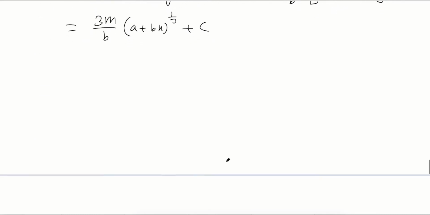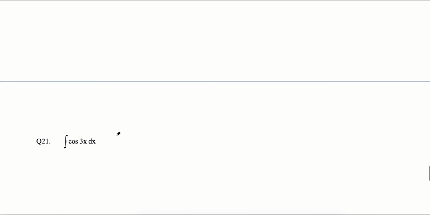Next. Question number 21. It's damn simple. Why should I solve this question? Cos x integration is sin x. The cos 3x integration will be sin 3x by 3. 1 by 3 into sin 3x plus c. Next.